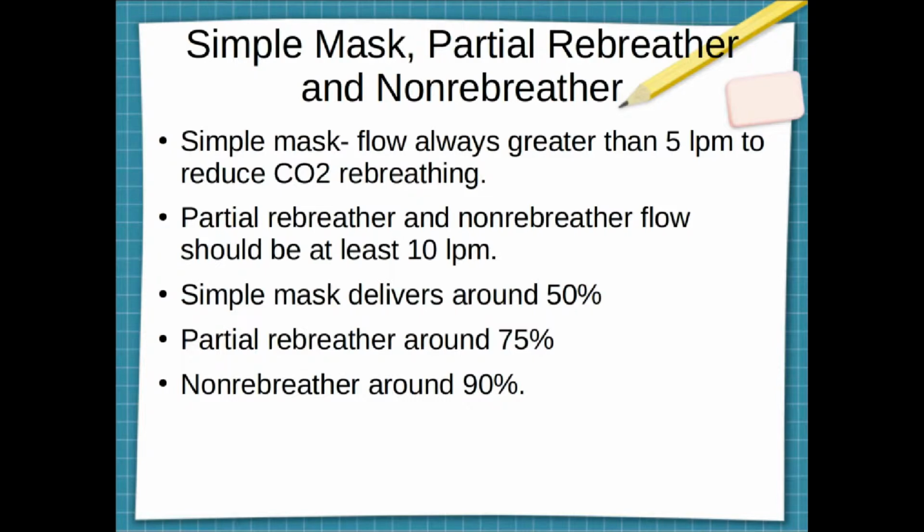Our final device is our non-rebreather mask. These devices should be run at a minimum of 10 liters of flow. But the flow can be adjusted and should be adjusted to make sure that the reservoir bag stays at least 1/3 to half inflated during the patient's inspiration. The FiO2 delivered by this device is between 60 to 80%. Again, patient and mask fit dependent. It also is not humidified.